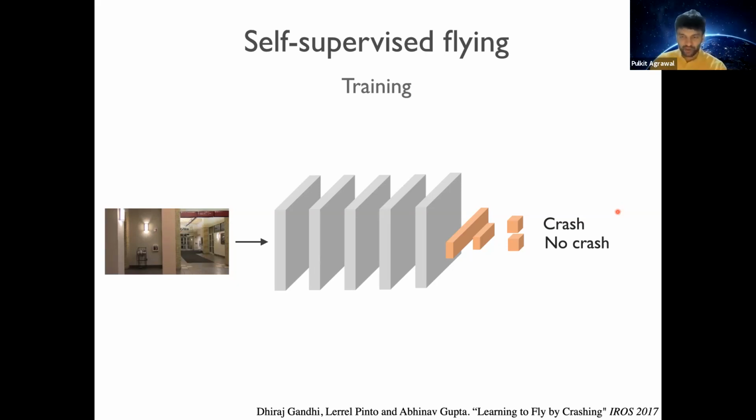Now I want this drone to fly. So at test time, I end up getting this image. The first thing I'm going to see is, does the prediction say crash or not crash? If the prediction says not crash, I can move straight. If the prediction says crash, then I cannot move straight. That means either I should turn left or I should turn right. How do I decide between those two?